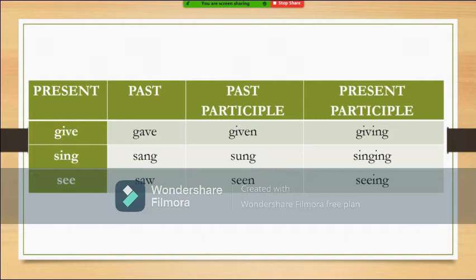And what is the present participle for the verb? Being. Without this verb, English cannot survive. It is such an important one. This verb is such an important verb. It is called linking verb, helping verb, we can say.